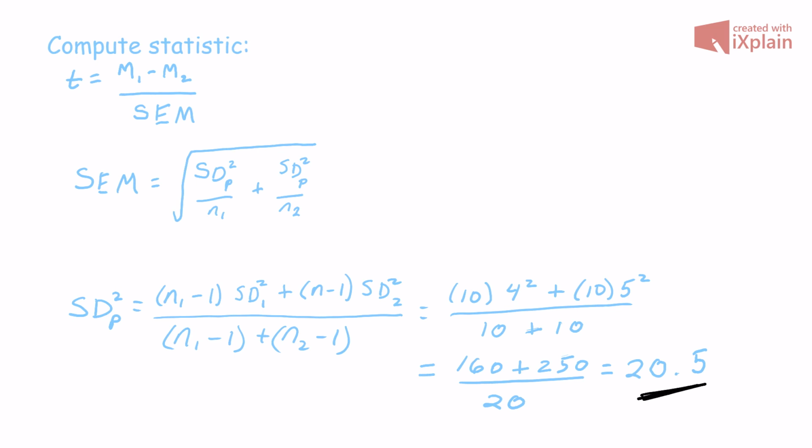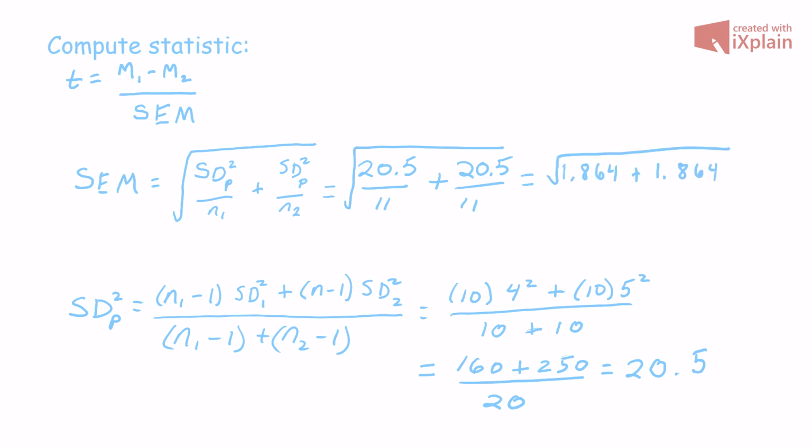This is the number we need to substitute into this equation up here. When we substitute in the numbers that we have and run through them, we end up with 1.931. That is the standard error of the mean. That is how far apart we expect these two sample means to be simply due to sampling error. We expect them to be about 2 points away from each other, just due to random chance variance.